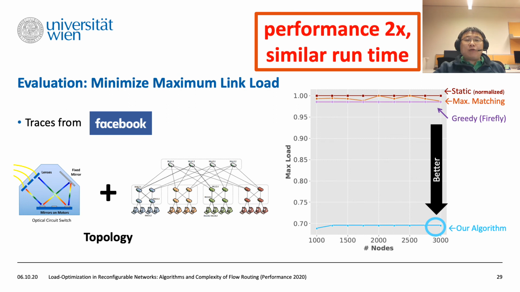Now we come to the experimental evaluation phase. We do our experiments based on data from Facebook. We compare our algorithm with two heuristic algorithms, max matching and Firefly. Firefly is a greedy algorithm. We use the max load before adding any reconfigurable links as our baseline, as shown here. It's clear our algorithm can reduce the max load almost by half, which matches our theoretical analysis. These two heuristic algorithms can only decrease this baseline a little bit, especially max matching. Sometimes it does not make any sense.